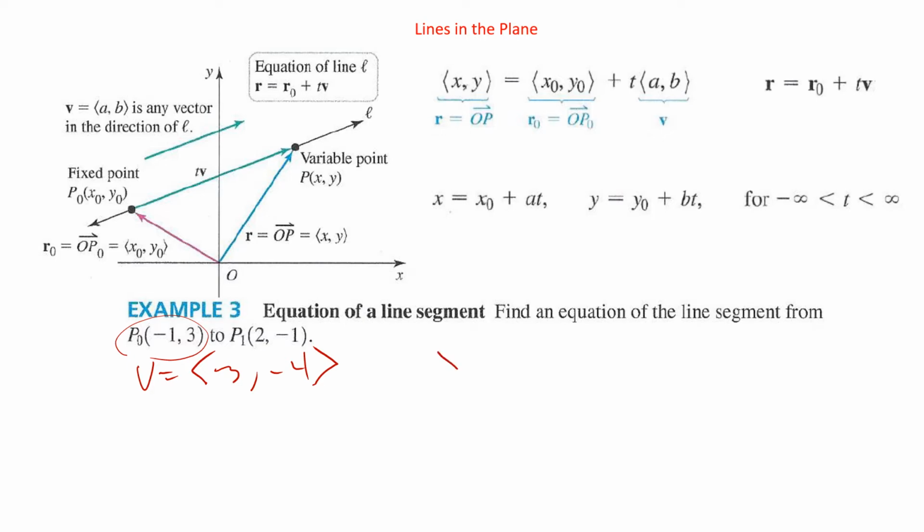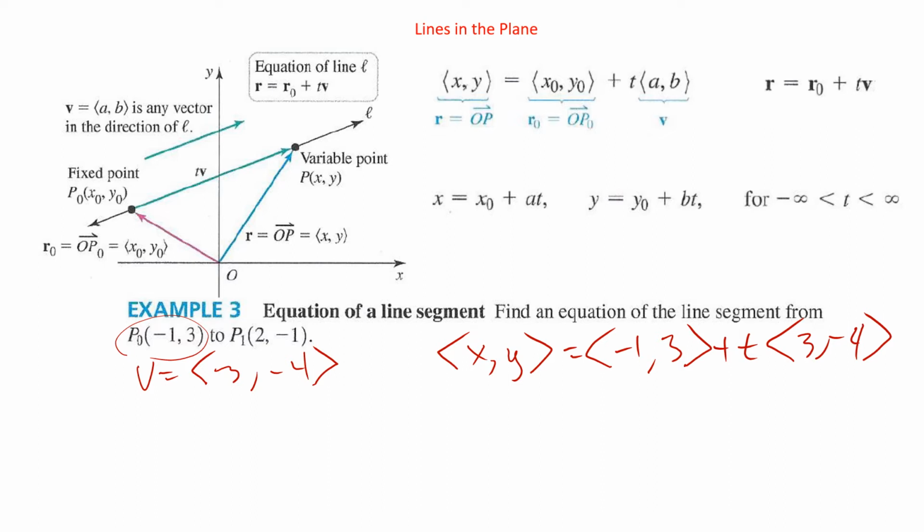So our line segment, x comma y, will equal the initial point, negative 1 comma 3, plus t times our vector, 3, negative 4. And t is going to have a starting point and a stopping point. The starting point, what would give us a value of our p naught? That would be t equals 0. What would give us a value of the ending point? That would be t equals 1. The way we found it, that's going to happen.